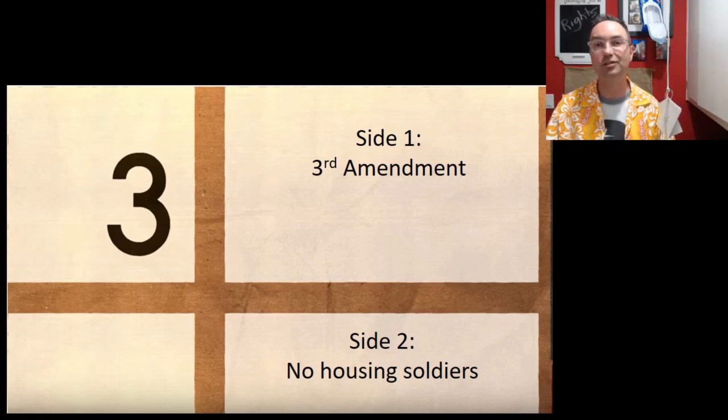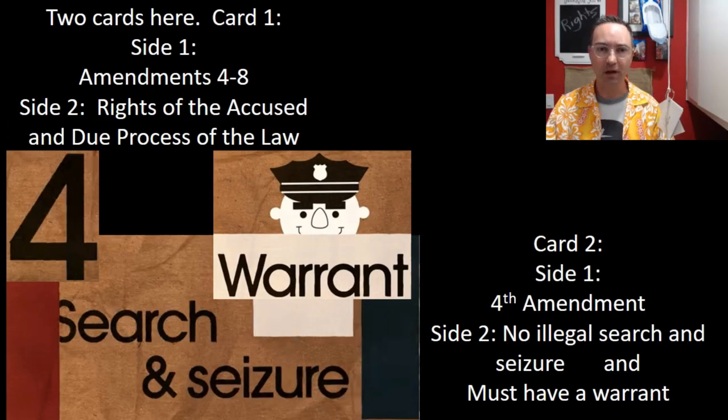And so they wanted to make sure that this was a guarantee under the Constitution that military people would not be living in civilians' homes. All right, 2 cards on this slide. Card 1. Side 1 is going to be amendments 4 through 8. Side 2, the back side of that card, is going to say rights of the accused and due process of the law. Make sure you write that down.